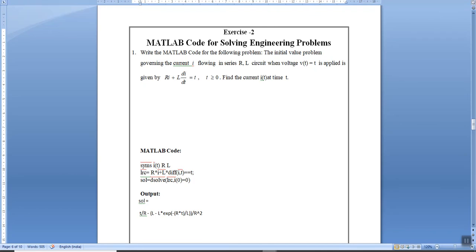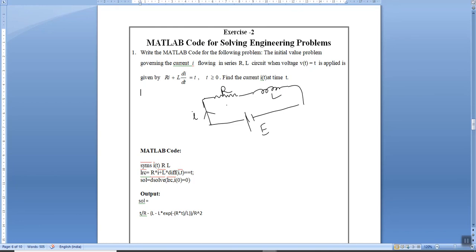Suppose a resistor R and an inductor are connected in series. Some input is given. Okay, this is input, this is resistor, this is inductor. Now what is the current? I is the current flowing in this circuit. Now what is the current at any time?